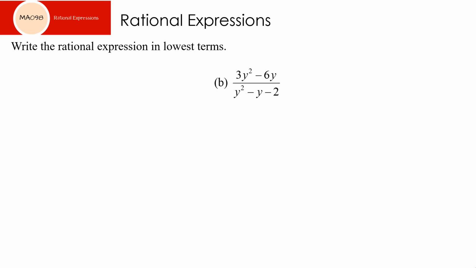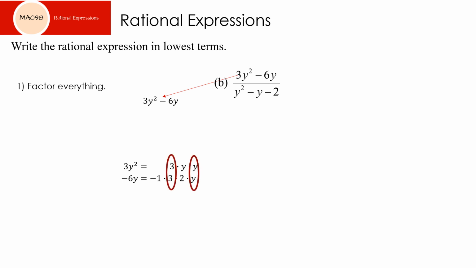Write the rational expression in lowest terms. The first thing we have to do is factor everything. So we're going to do the exact same thing we did for A. 3y squared equals 3 times y, and negative 6y is negative 1 times 3 times 2 times y. We're going to circle everything that's the same, and that becomes our greatest common factor. So we're going to write 3y in a parentheses. We're going to divide everything by 3y, and we factored it.